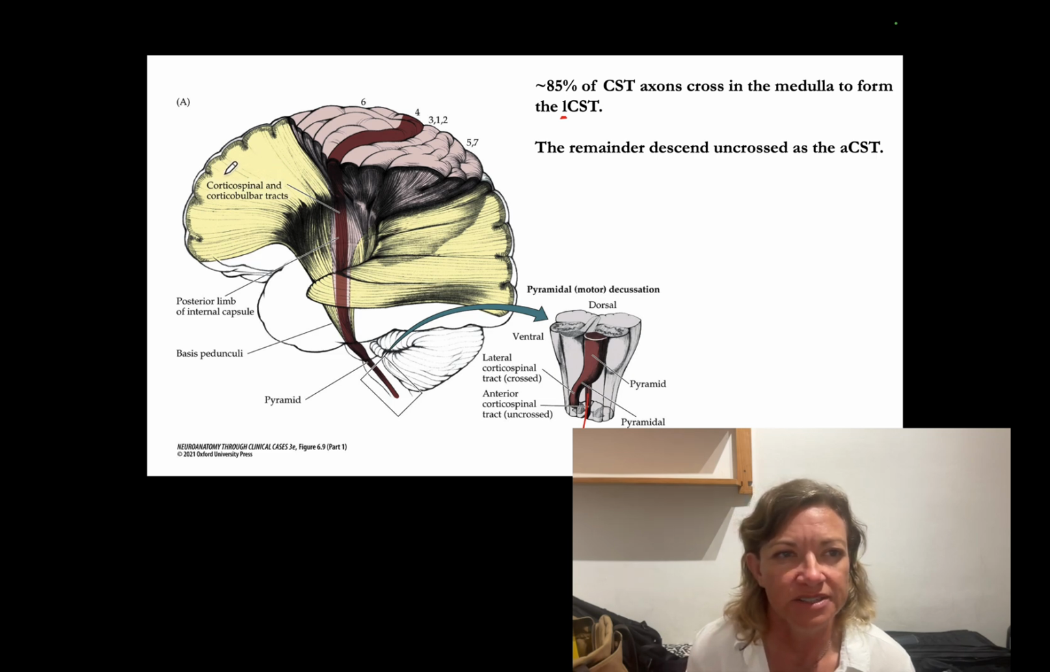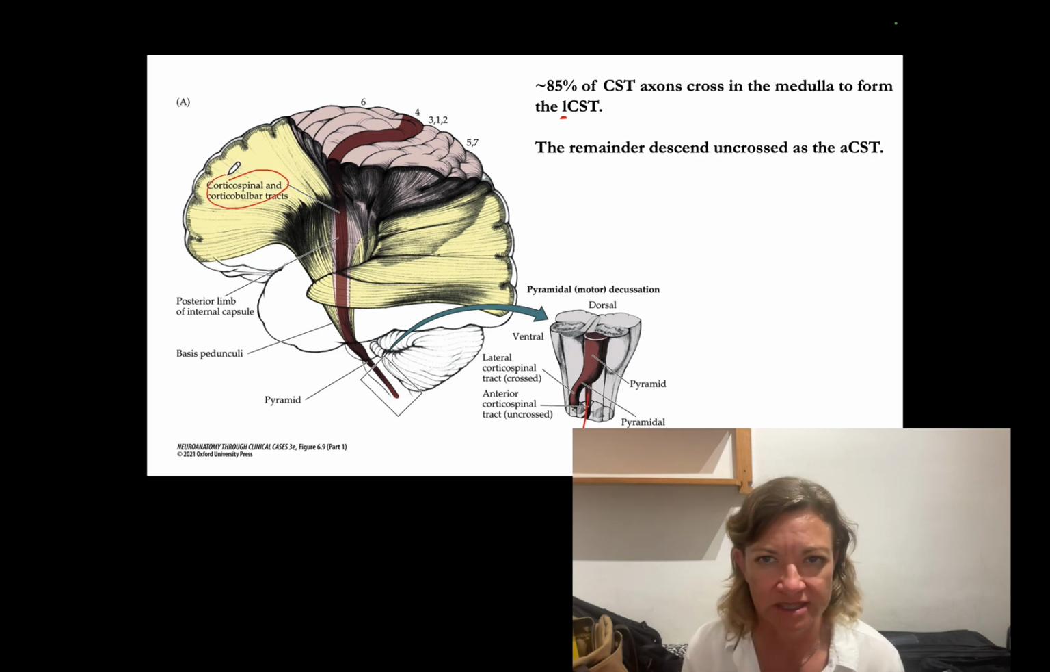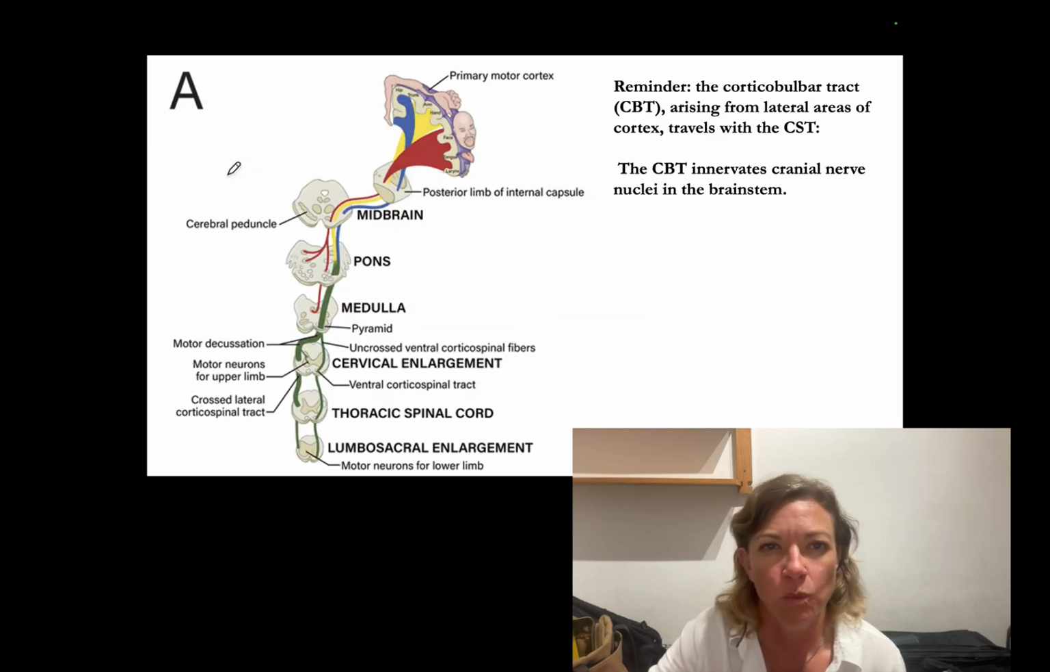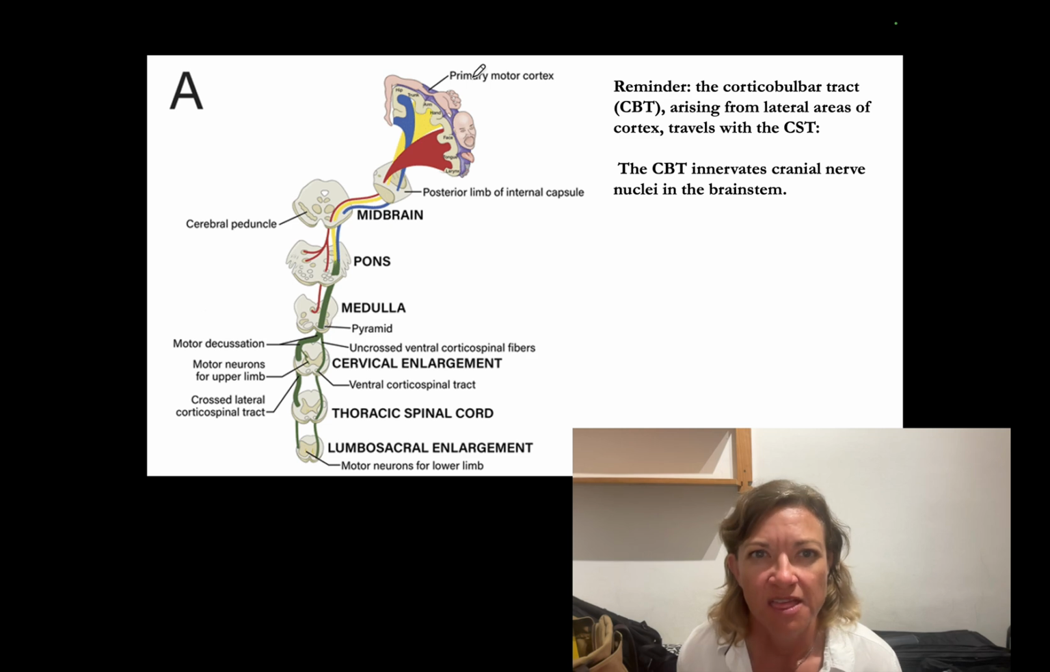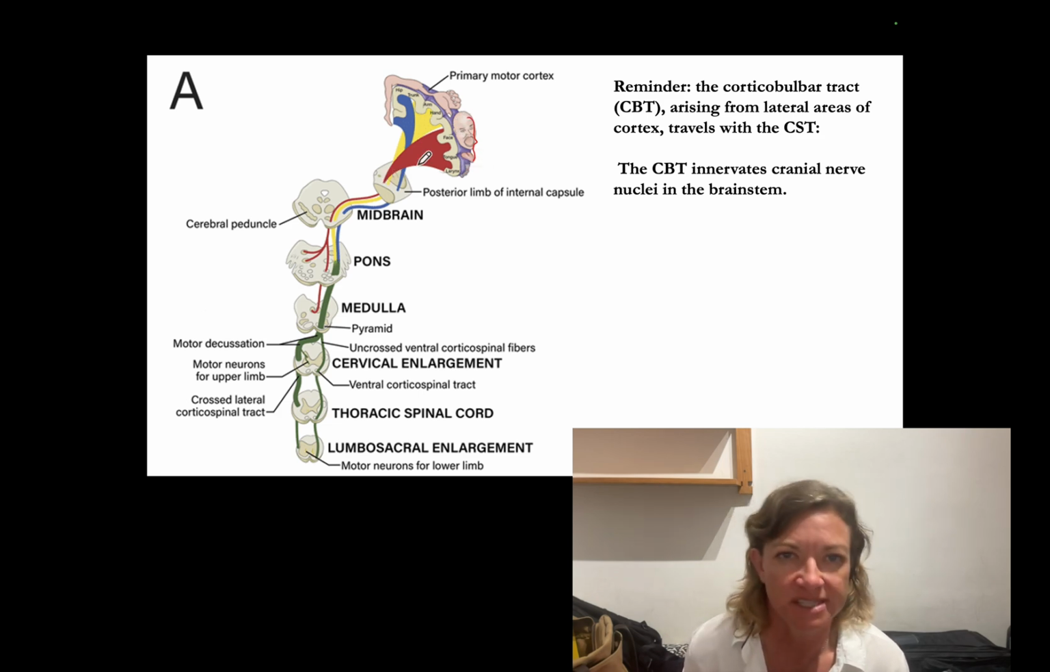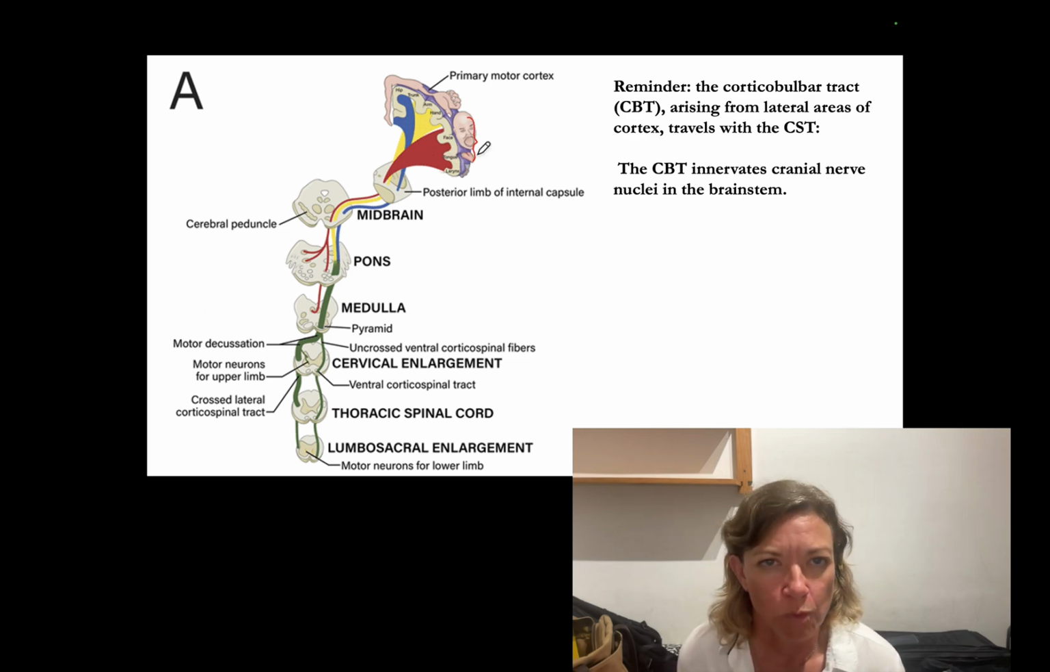Now, when you look at this slide here, you see corticospinal and corticobulbar tracts. So this is a reminder that with the corticospinal tract axons, the corticobulbar tract axons arising from the face and head regions of motor cortex and other cortices travel with the CST. So in this schematic, those corticobulbar axons, traveling cortex to brainstem bulb, are shown in red. And alongside the corticospinal axons, they coalesce in the internal capsule and they exit at different levels of the brainstem. And they're innervating cranial nerve nuclei in the brainstem. So that's what the corticobulbar system is doing.